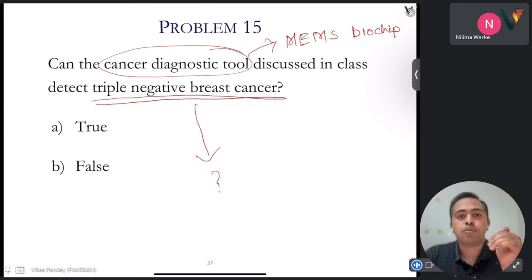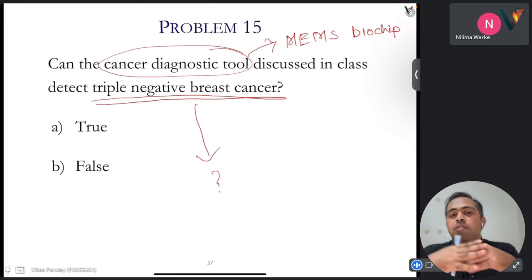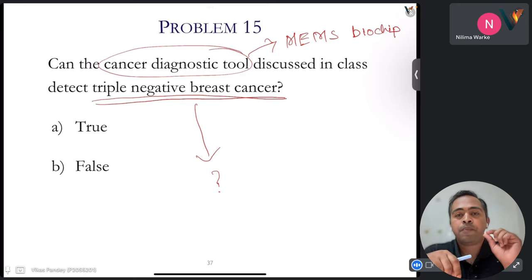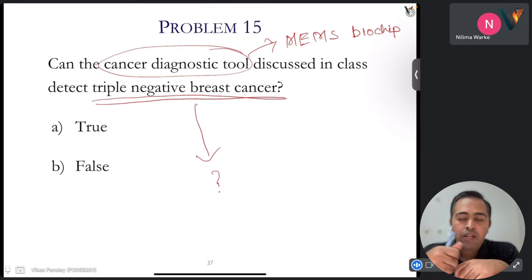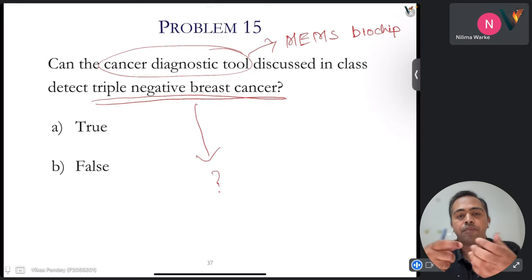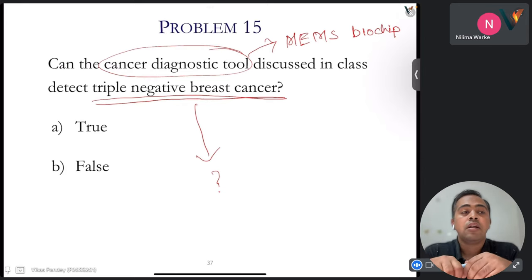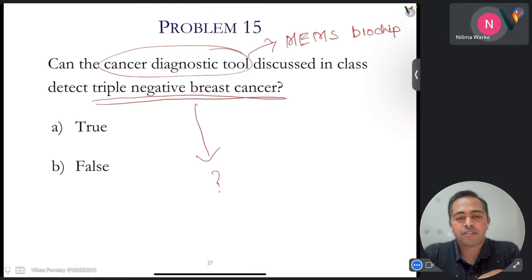If there is a tissue that is a cancerous tissue, but still it does not pass in all three of these, that is called triple negative breast cancer. So by using this conventional method, we cannot detect. So will our MEMS based biochip, which is having a heater, ID pattern and this, be able to detect such kind of tissues? Depending on the discussion we had, I think yes, because there are the electrical and thermal. So based on thermal, we can go ahead with that.